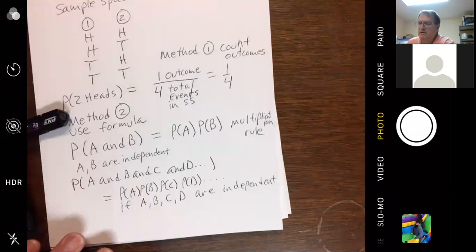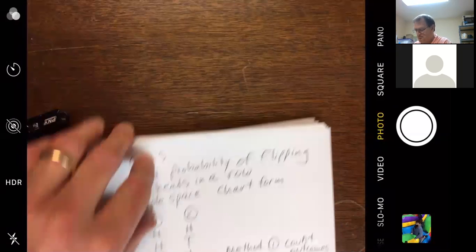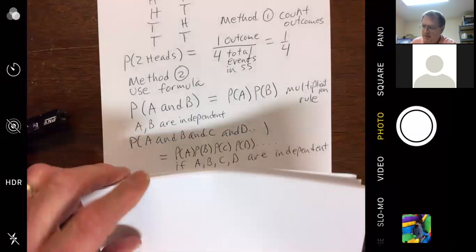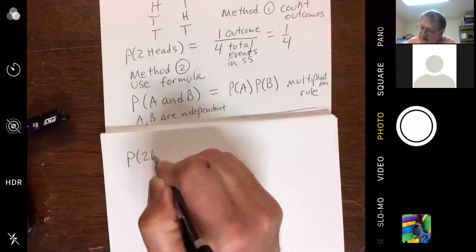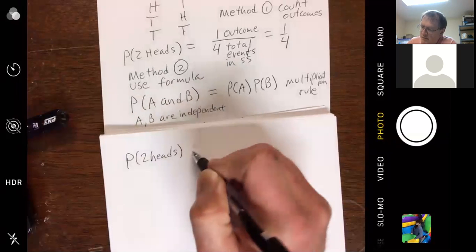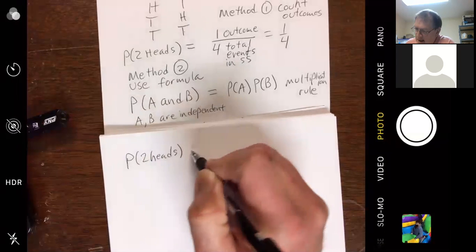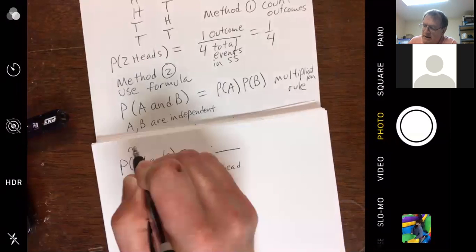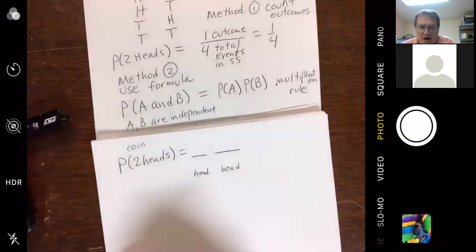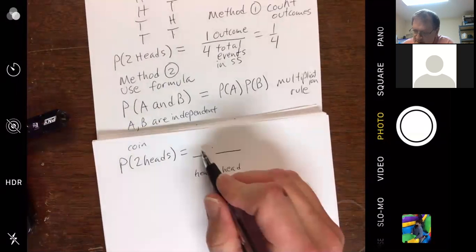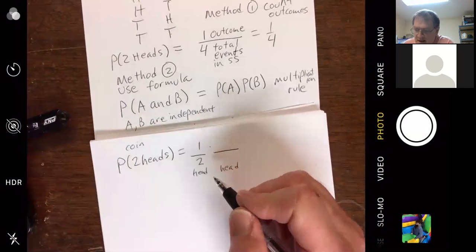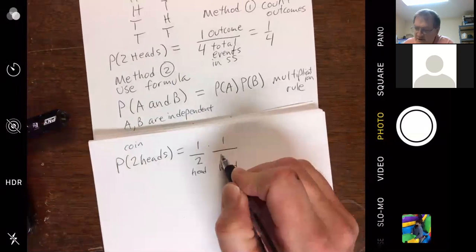All right, back to the probability of two heads. We will form two slots. We want a head in the first slot and a head in the second slot. This is for a coin. What's the chance of flipping a heads? 1 out of 2. So you go to the second flip, what's the chance it flips a heads? 1 out of 2.